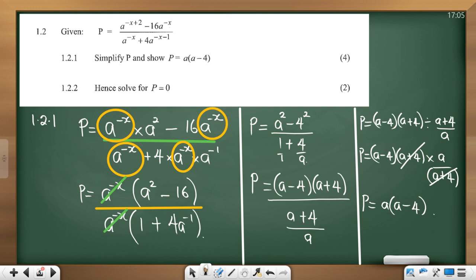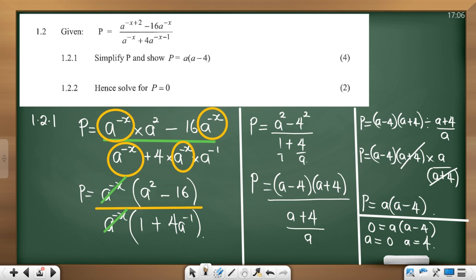All right. Hence, look, the examiner said hence, guys. Once you see the word hence, start from where you stopped. Don't start from the beginning. Hence, solve for P. Oh, that's straightforward. I can even squeeze it here. Solve for P equals 0. So 0 equals A, so it's either A equals 0 or A equals 4.